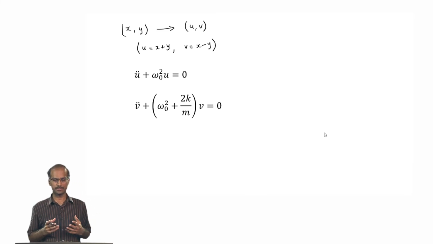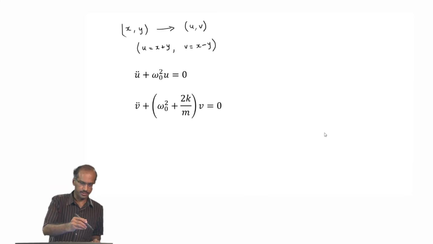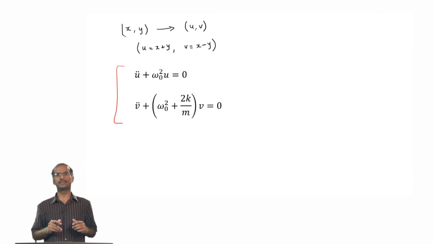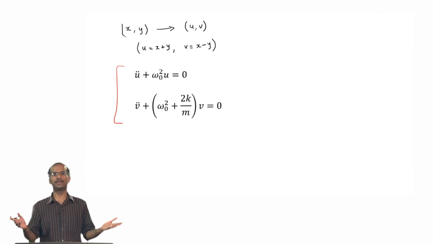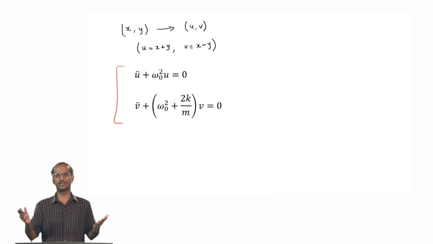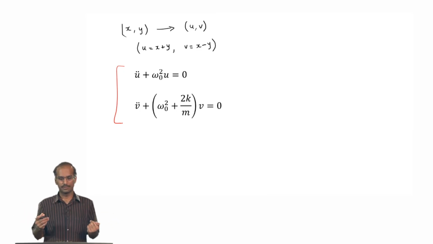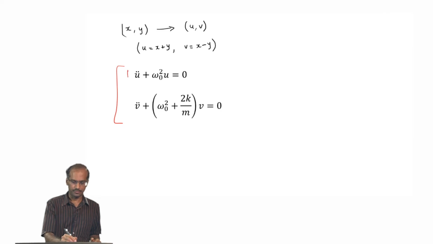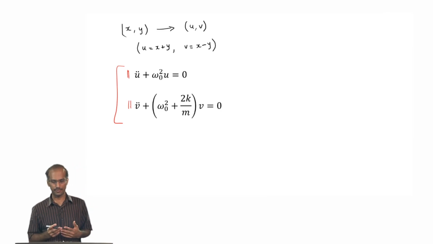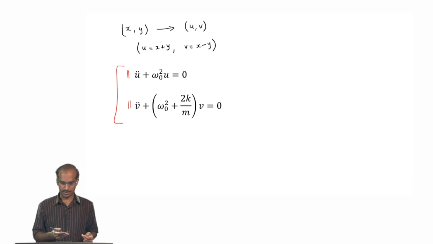In the new coordinate system, x plus y and x minus y, the equations of motion are here in front of you, and as I pointed out, each one is now an independent equation. It does not couple to the other. The equation for u does not involve v and the equation for v does not involve u. So, it has made our life easier because we know how to solve these equations.